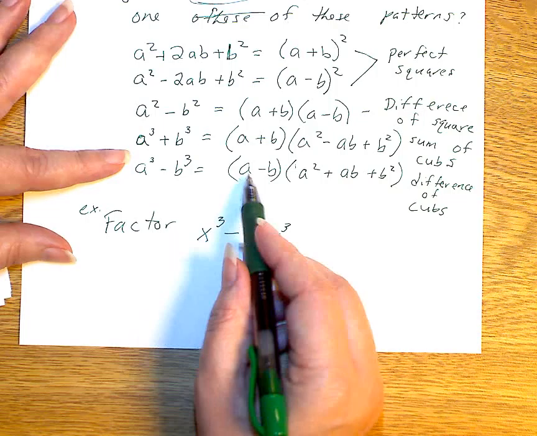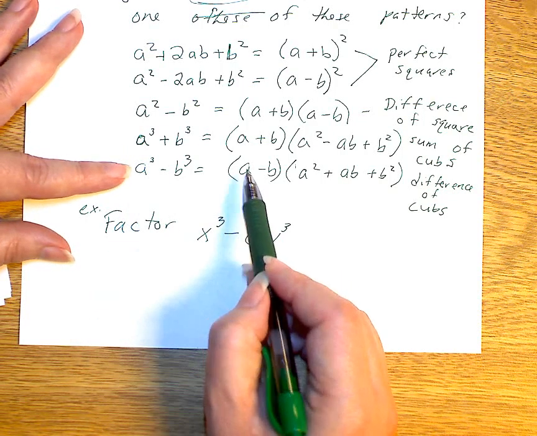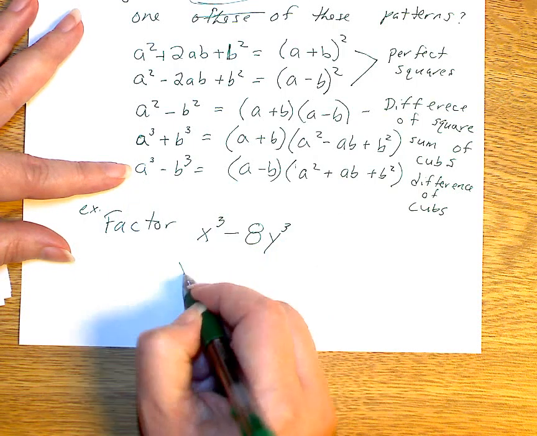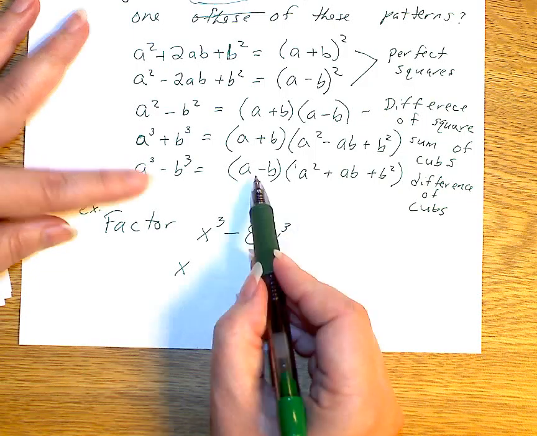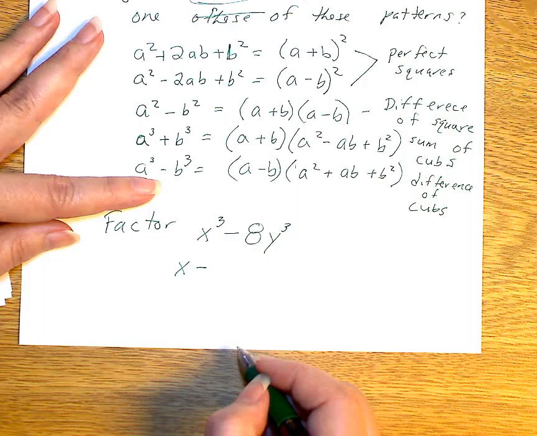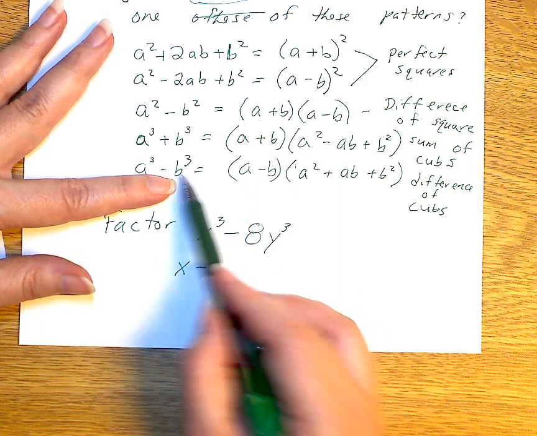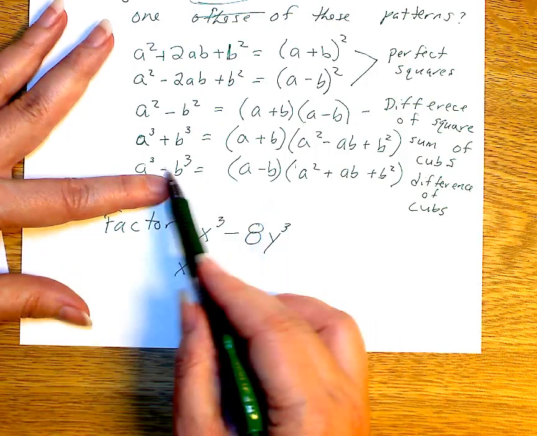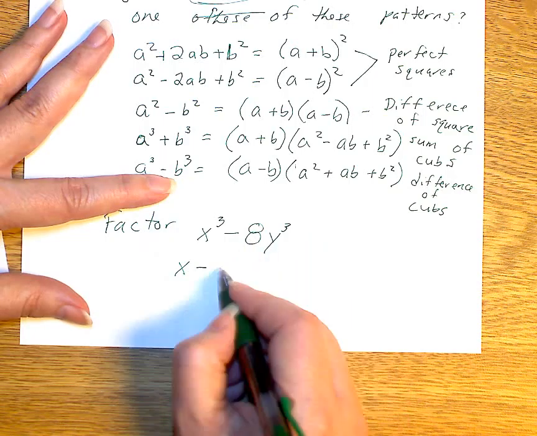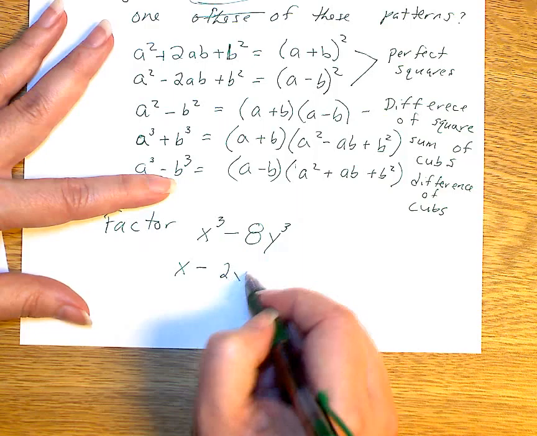The first thing it says is to take the cube root of the first. That's how you got A. So the cube root of this is x. Same sign, so that's a minus. Since we had b cubed and we have b now, that means the cube root of the second. So the cube root of 8 is 2, and y cubed gives me y.